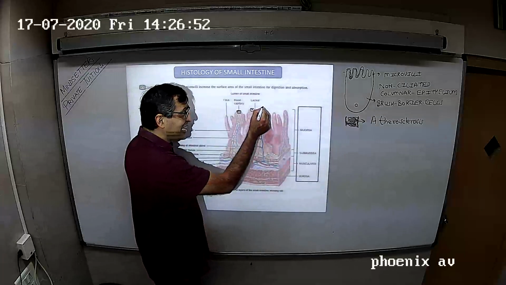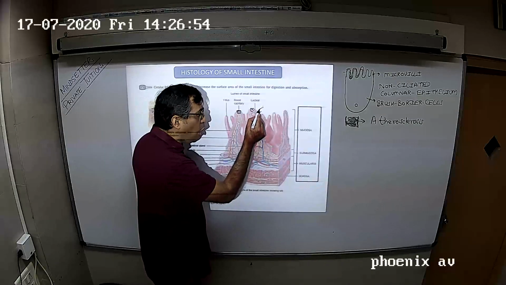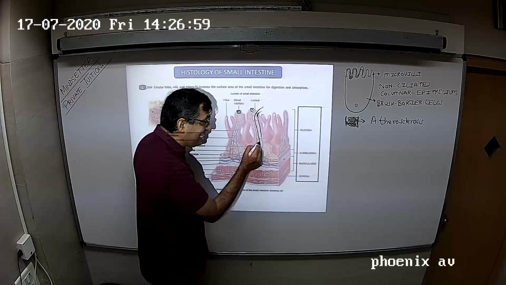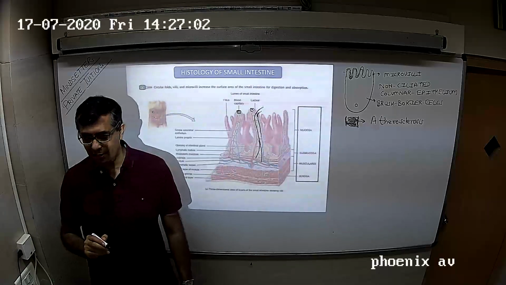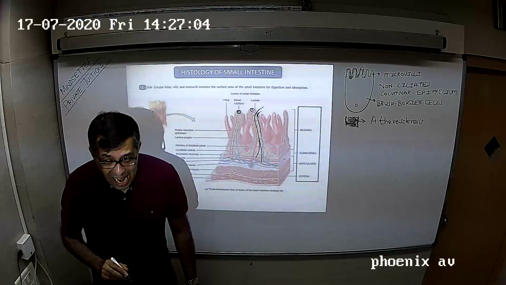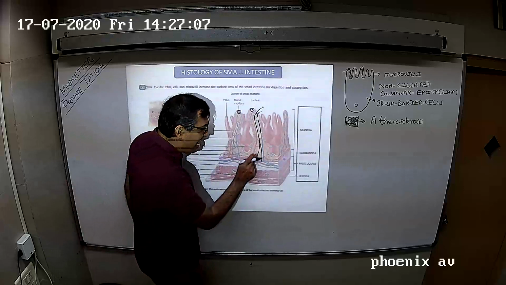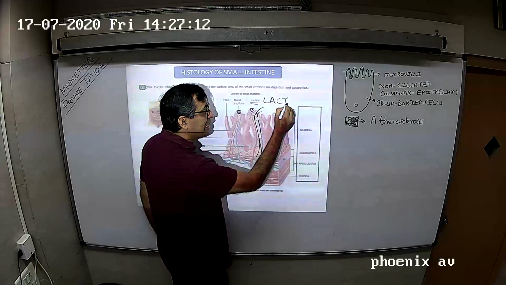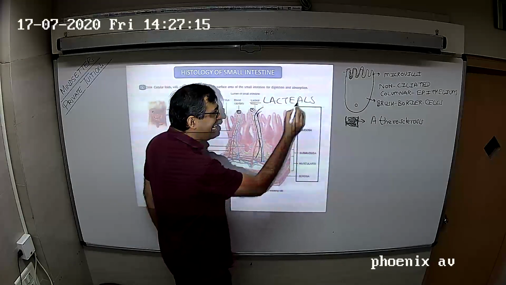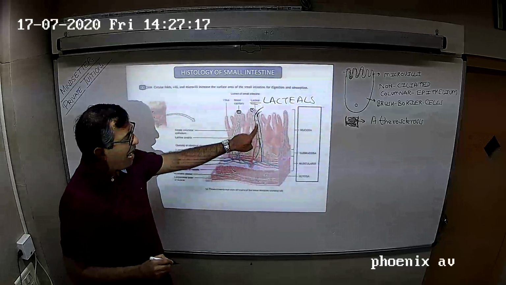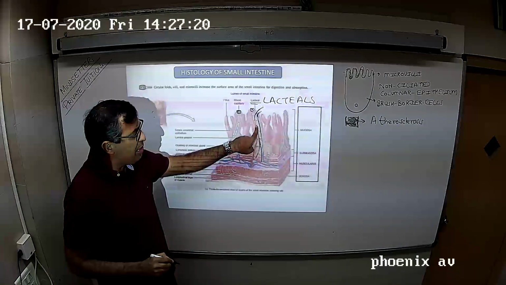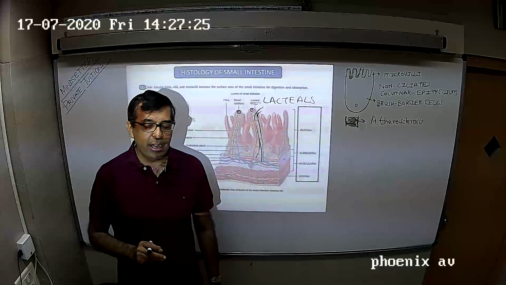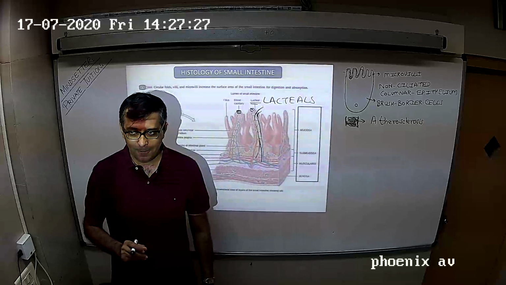So fats in the intestine are absorbed by specialized vessels which are called lymph vessels, not blood vessels, and these lymph vessels are called lacteals. Lymph vessels को क्या कहते हैं? Lacteals कहते हैं, and fats get absorbed into lymph vessels which are called lacteals. Lacteals are meant for absorption of fats.